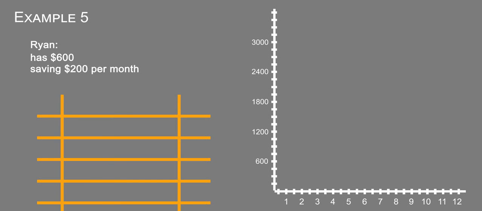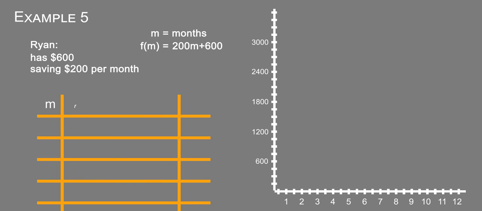So what is our function going to be? Since we're calling m equals months, instead of x, let's go ahead and call it f of m equals, so he already has $600. That's going to be our y-intercept. And then he's saving $200 per month, so 200 times the number of months. So our function is going to be f of m equals 200 times the number of months, m, plus 600, what he already has. So we'll go ahead and plot a few points.